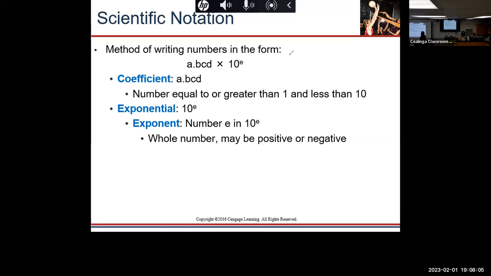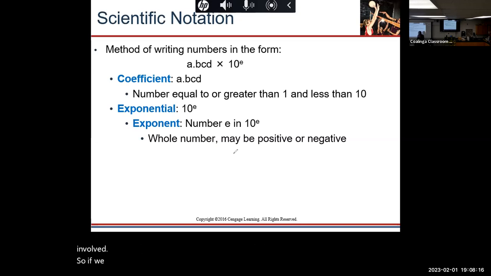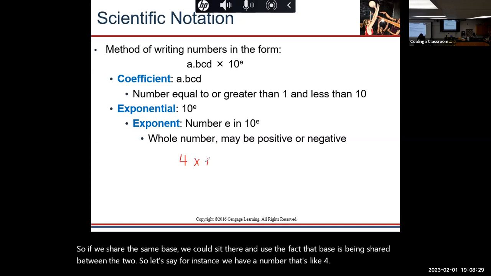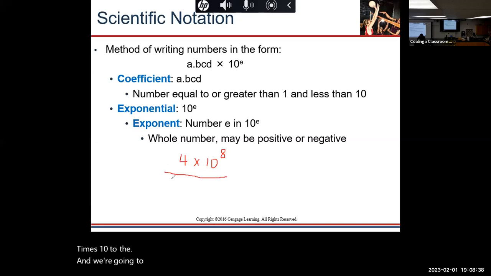Now, the beauty of using exponents, there's a lot of things that come in contact. One of those things are the things that we talked about last week when we were talking about some of the math involved. If we share the same base, we can use the fact that that base is being shared between the two. So let's say we have 4 times 10 to the 8, and we're going to be dividing that by 2 times 10 to the 7.